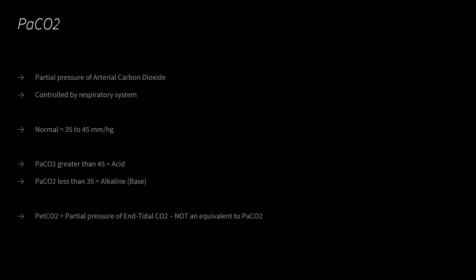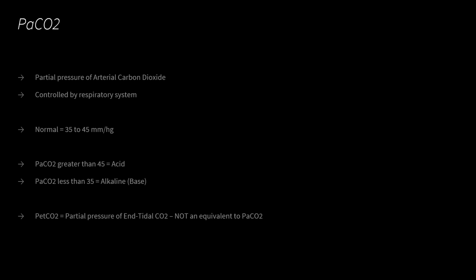And CO2 in the body is converted readily into carbonic acid. So the more CO2 I have, the more acid I have. So if my PaCO2 is higher than 45, then that's producing more carbonic acid, and that's considered generating an acid state in the body. If my PaCO2 is less than 35, then I have less acid, and the same thing as saying less acid is saying alkaline or base. So if I'm missing an acid, then that's the same thing as saying a base.